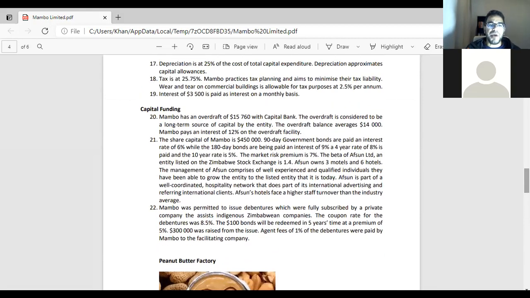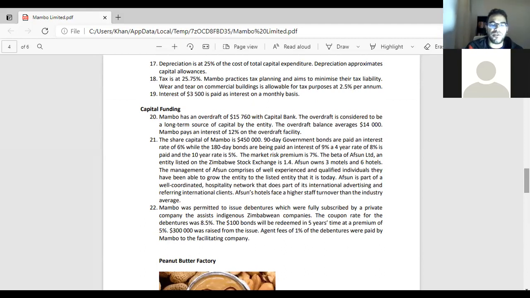So it says Mambo has an overdraft of $15,760 with Capital Bank. The overdraft is considered to be a long-term source of capital by the entity. The overdraft balance averages 14,000. Mambo pays an interest of 12% on the overdraft facility.